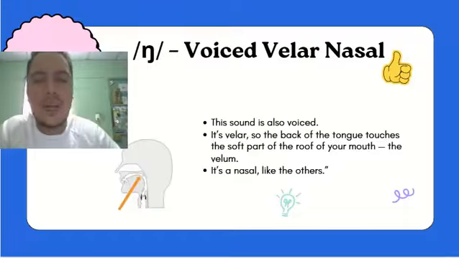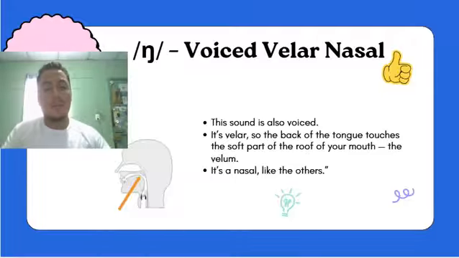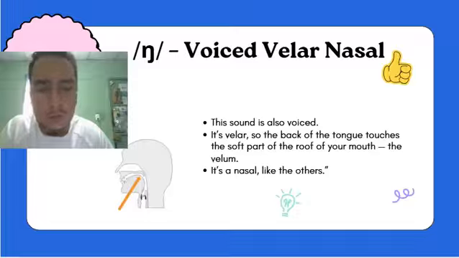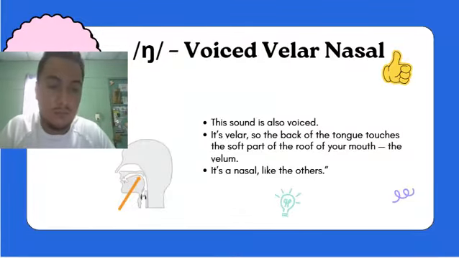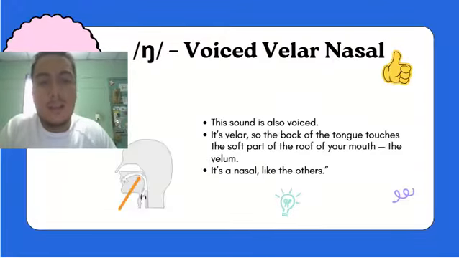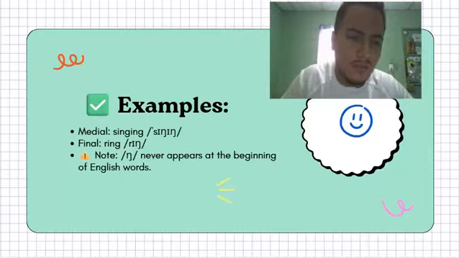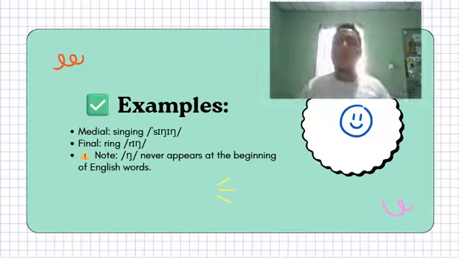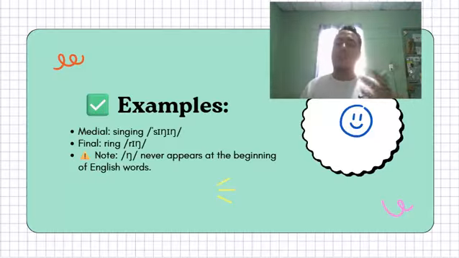And finally, we have ng. This is a voiced velar nasal. This sound is also voiced, it's velar, so the back of the tongue touches the soft part of the roof of your mouth. It's a nasal like the others too. And here are examples. In the middle, singing. In the final, ring. And in that case, ng never appears at the beginning of English words.